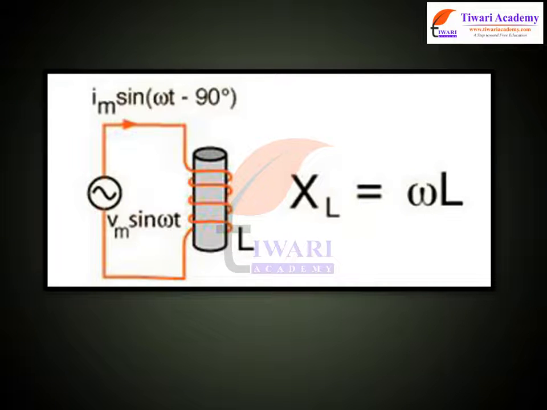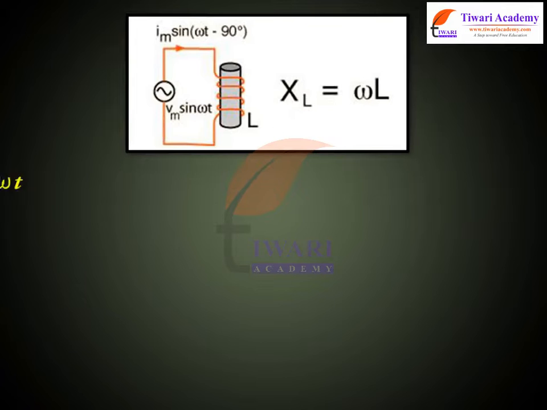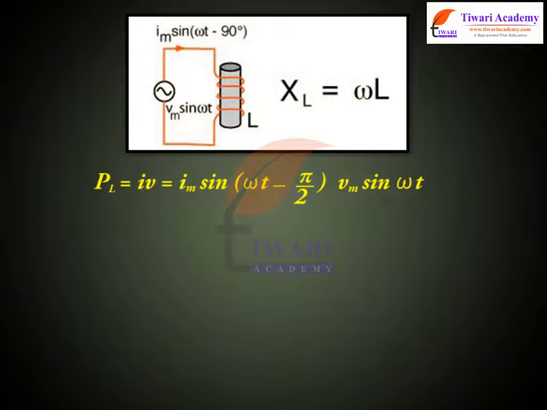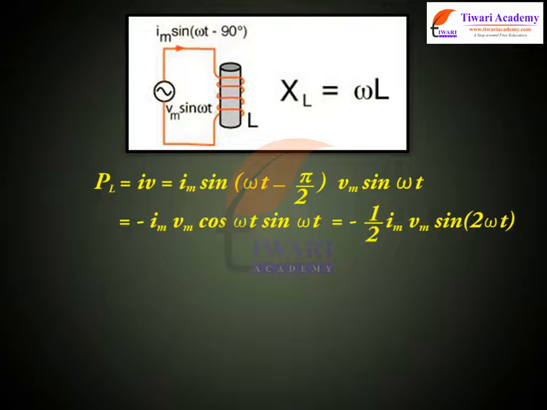Let us find out power consumed, if any, by the inductor. The instantaneous power supplied to the inductor is PL = iv = Im sin(ωt − π/2) Vm sin ωt = −Im Vm cos ωt sin ωt = −1/2 Im Vm sin 2ωt.